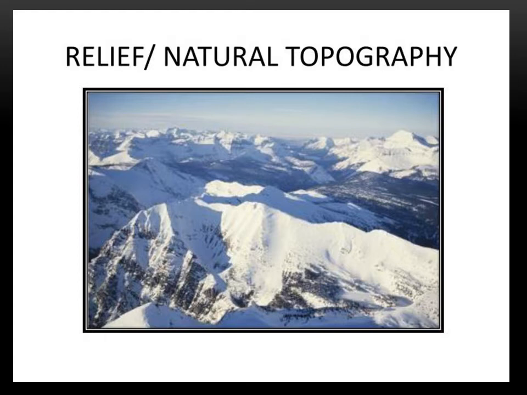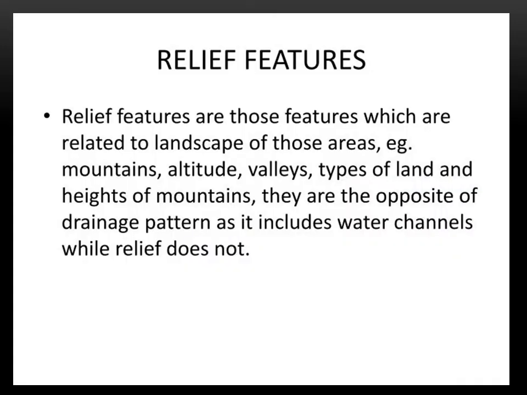The first one is the relief or the natural topography. Relief and topography both give us the knowledge of the elevation and the type of landforms of a place, but topography also tells us about the surface shape and the distribution of landform in a region. Relief features are those features which are related to the landscape of those areas. For example, mountains, altitude, which is the height of a place, valleys, types of lands, and heights of mountains.